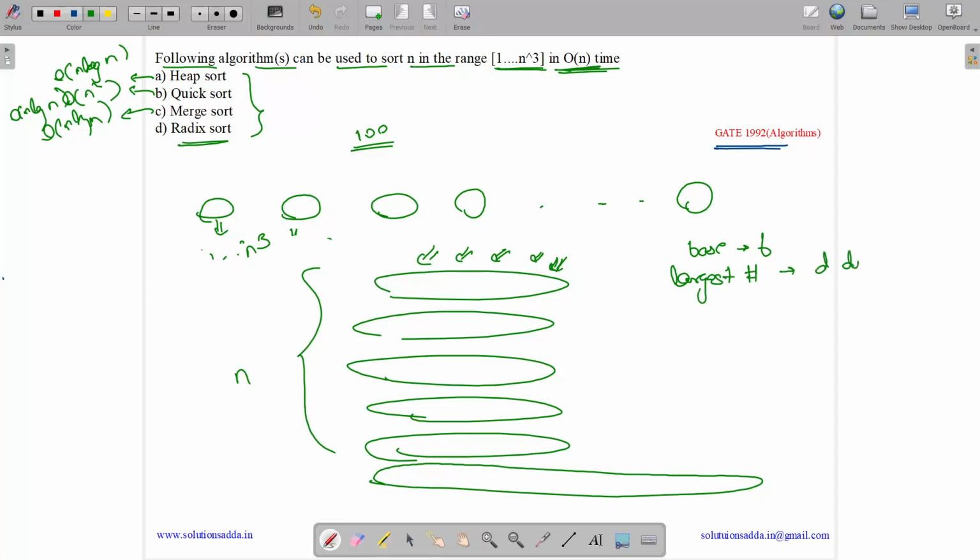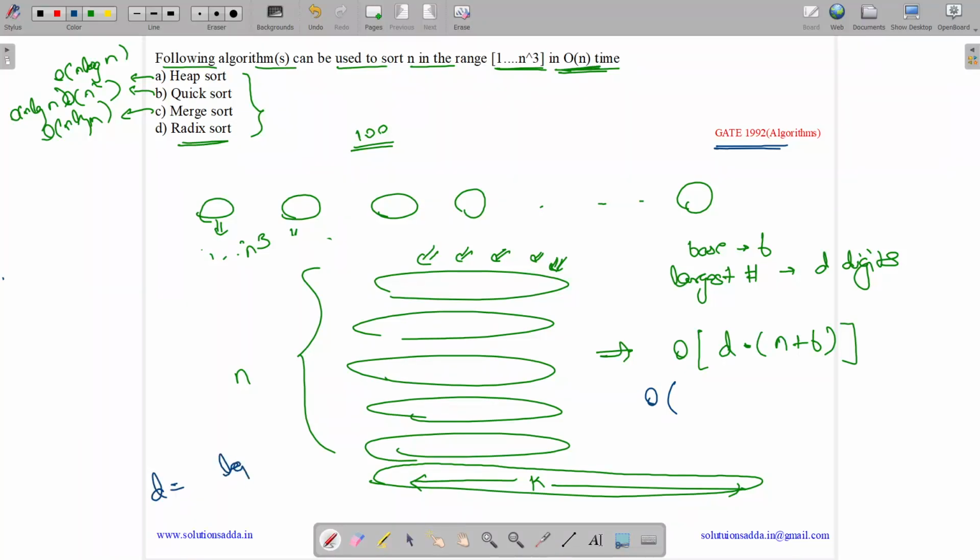has d digits. Then what's the complexity of this? Its complexity is order of d into (n plus b), where n is the number of numbers and b is the base. Then what is this d? Let us suppose k is the value of the largest number. Then d is the number of digits, d equals log k base b. So we will have order of log k base b into (n plus b).